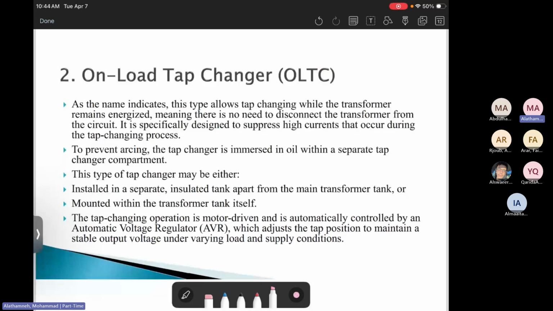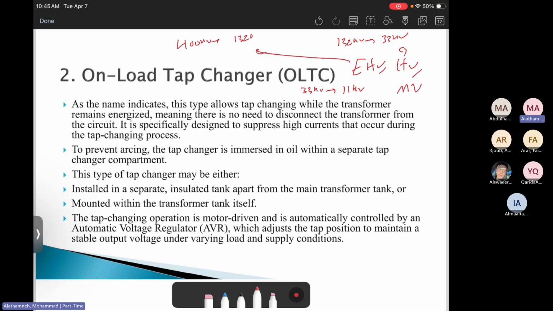Now, on-load tap changer, this is different. The on-load tap changer is basically used in extra high voltage and medium voltage as well. The medium voltage, like the transformer 33 kilovolts to 11 kilovolts, and high voltage, the transformer 132 kilovolts to 33 kilovolts, and extra high voltage for the transformer 400 kilovolts to 132 kilovolts. Those are the ones that we have in Jordan. Then all of them are on load.